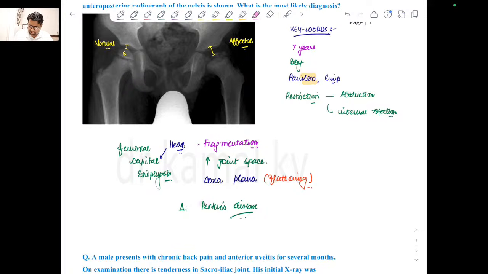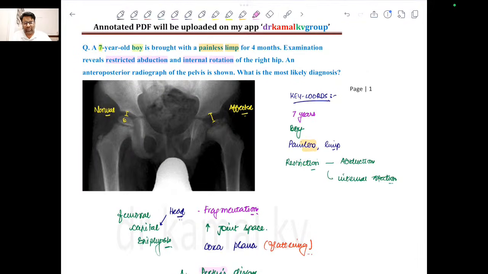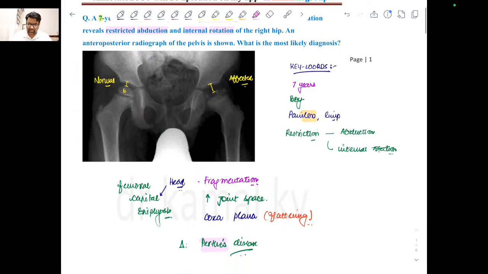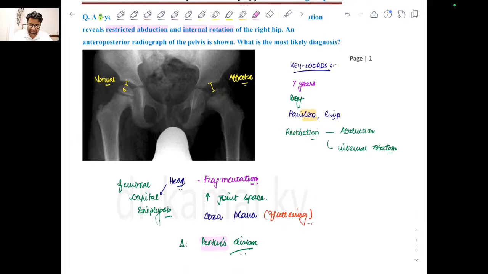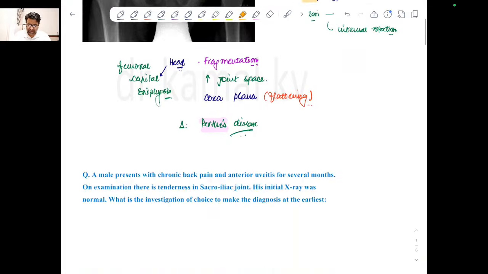Clear? This Perthes disease is a very favorite for exam setters, and one should not confuse it with slipped capital femoral epiphysis or other entities. This is the classical presentation, the classical X-ray features, and obviously the pathology is frequent avascular episodes, which cause fragmentation or deformation of the femoral head epiphysis, right? So this is the classical presentation for Perthes disease. Please remember. Then the next question.